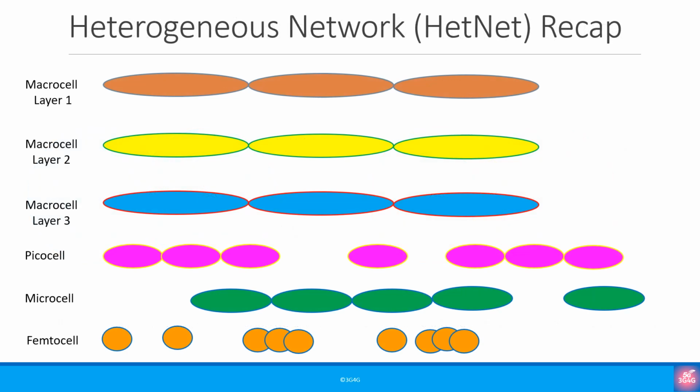Heterogeneous networks or HETnets have multiple definitions as we explained in one of our earlier tutorials. You can check it out. We will cover some of the topics from that tutorial here. A simple definition of HETnet is as seen in the slide here. Basically, you have different layers for macro cells and small cells.